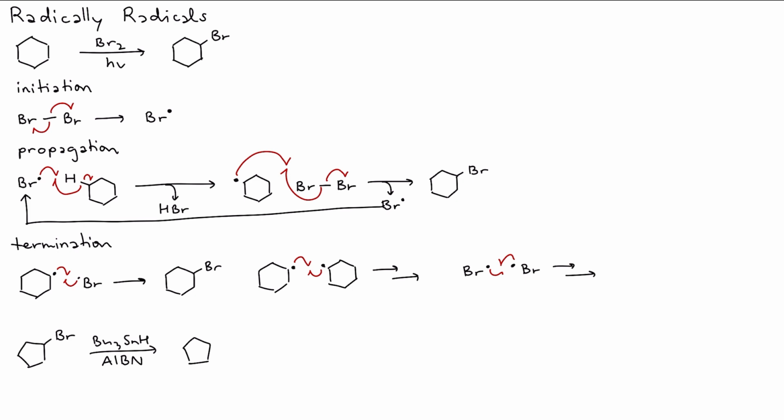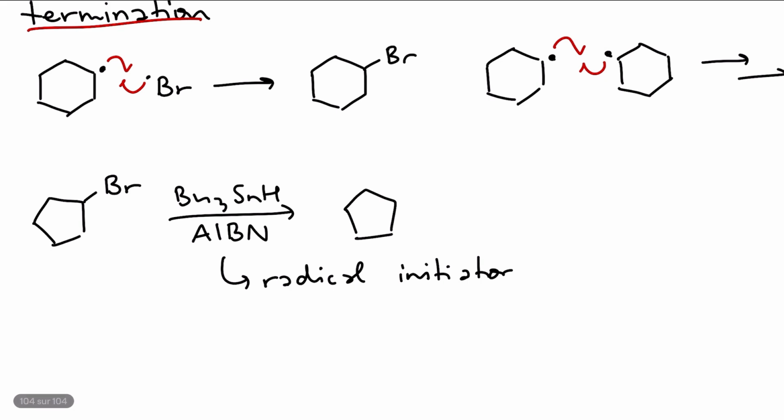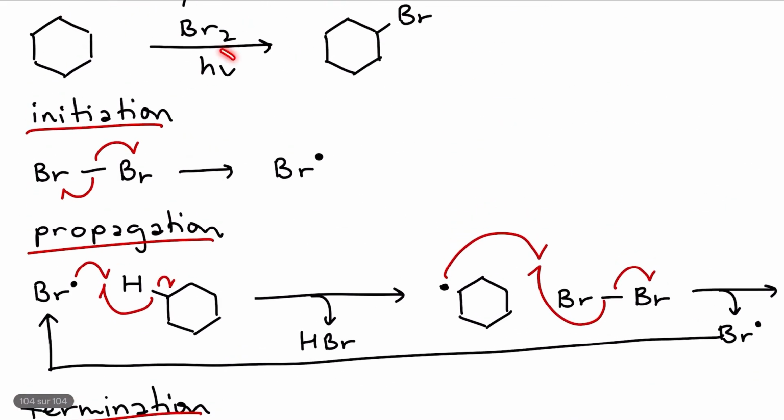So yeah, this is really the mechanism of radical reaction. We have 3 steps: initiation, propagation, and termination. So let's look at the second example I have prepared. We have a bromocyclopentane reacting with tributyltin hydride with AIBN to give you your cyclopentane. What is AIBN? AIBN is a radical initiator. You can think of it similar to light, because it does the same thing. It will generate radicals.